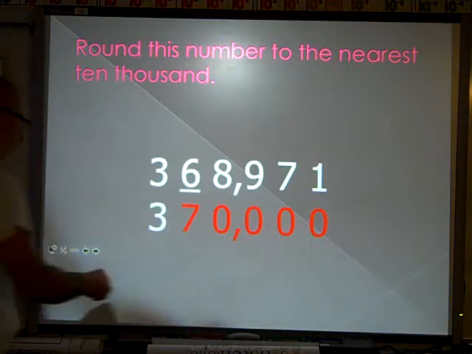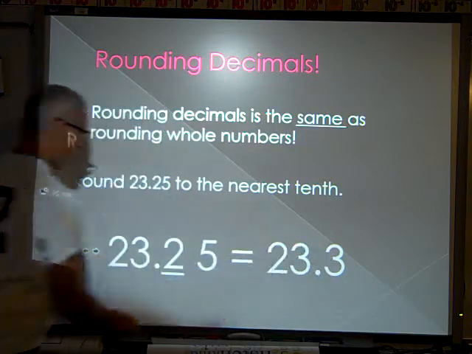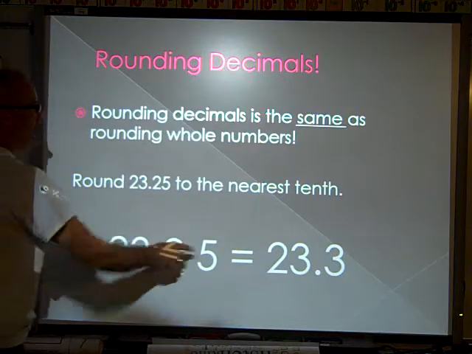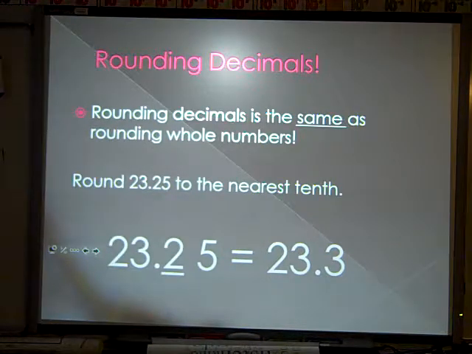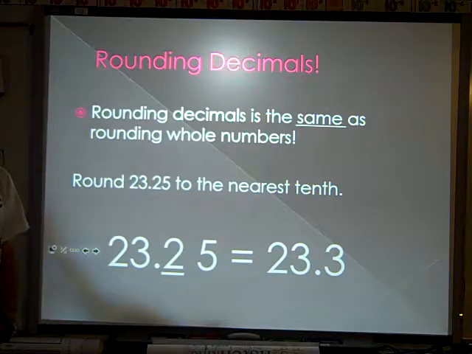Okay? So now, if you would please, copy this number in your journal. Skip a couple lines, two or three lines, and copy this number. Not the answer, just copy 23 and 25 hundredths in your journal. Pretty simple, just 4 numbers and a decimal, right? The question says, round 23 and 25 hundredths to the nearest tenth.